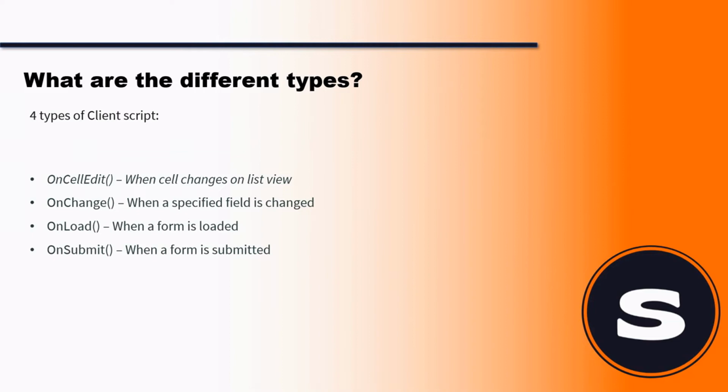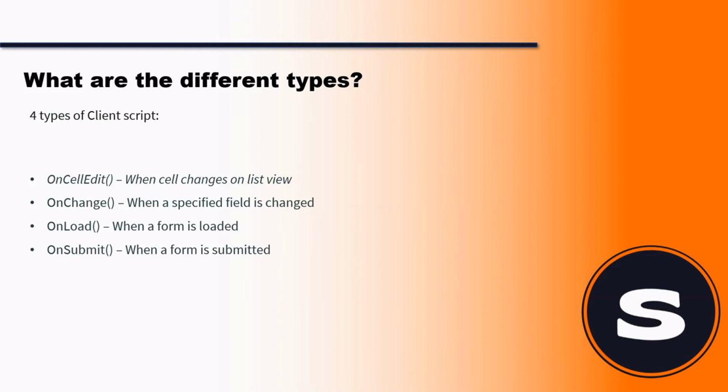So we've got on-cell edit. And if I'm being honest, I rarely see people use on-cell edit, but it's for when you want to make field changes on the list view. On change, that one you predominantly see the most of.